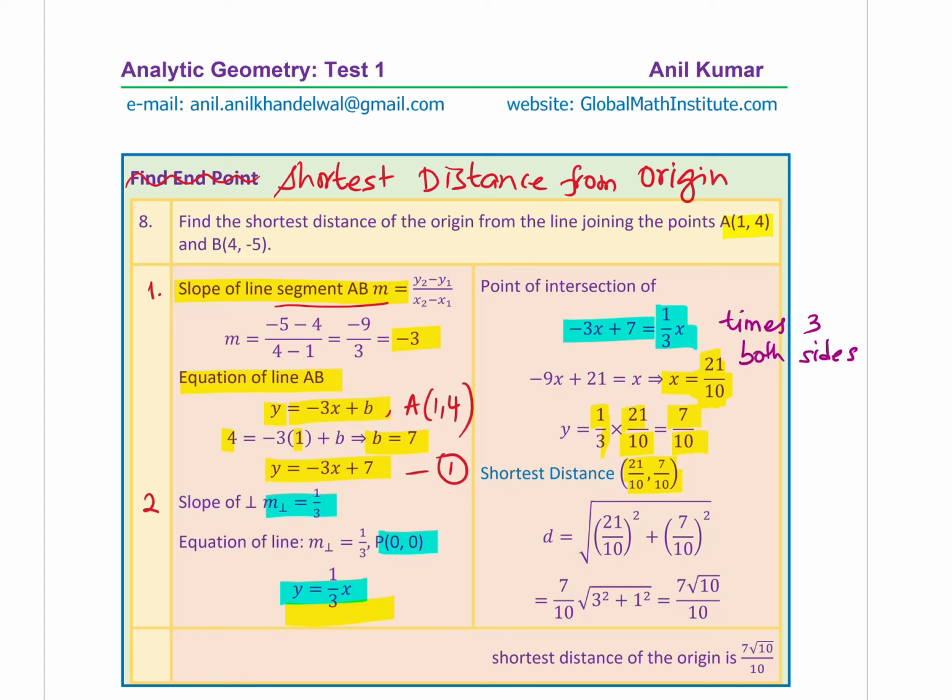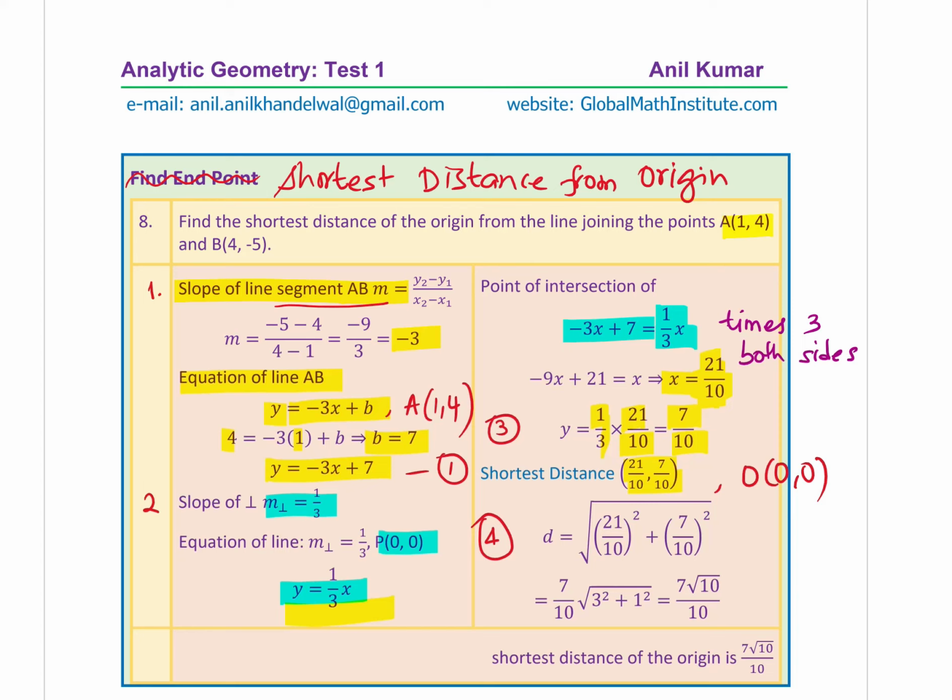And now in step number 3, what we have to do is, so we have the point of intersection, which was step number 3, you can say. And now let us find the distance using the distance formula. The point is 21/10, 7/10, and then we are going to find distance from origin 0, 0. So it is square root of x square plus y square.